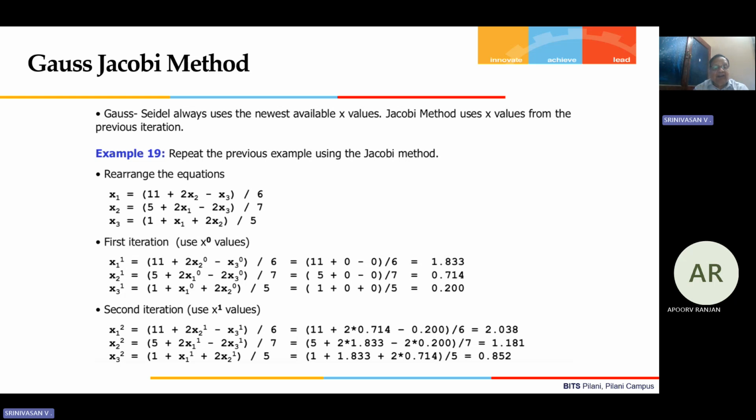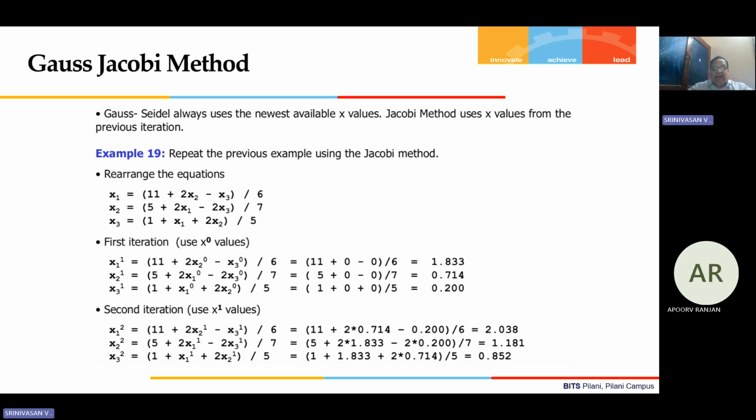Here, for x1 you would write superscript 0, and for x3 you will write superscript 0, the initial value. But in Gauss-Seidel you would have written 1 here, because the x1 value is just found. The latest value of x1, that is the x1 value after the first iteration, 1.833, will be taken up here in your Gauss-Seidel method. Whereas in the Gauss-Jacobi method, in the very first iteration you need to take only the initial values of x: 0, 0, 0. That is the difference between Gauss-Seidel and Gauss-Jacobi.